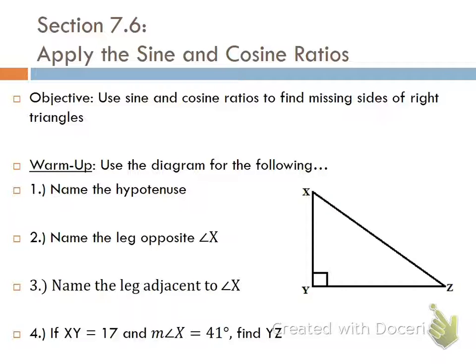All right, today we are going to talk about our other two trig functions, which would be sine and cosine. So our objective will be to use sine and cosine to find missing sides of right triangles.